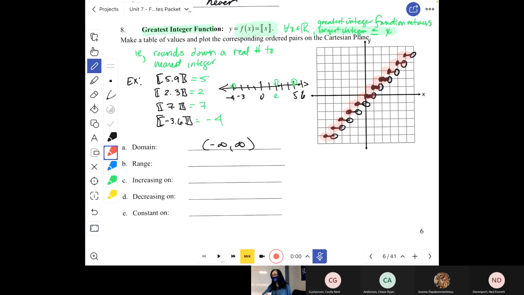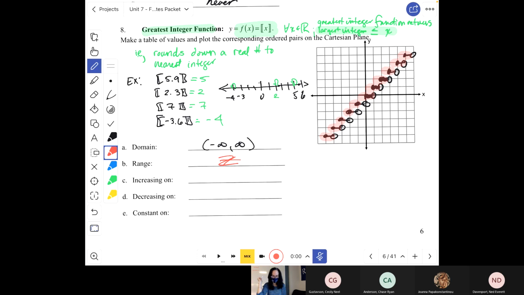Is negative 1/2 in the range? Is 4.5 in the range? No. What type of numbers are in the range of the greatest integer value function? Integers. So what is the range? Integers. It makes sense, right? It returns integers. So if it's returning integers, its outputs are integers and only integers. So my range is only the set of integer values.